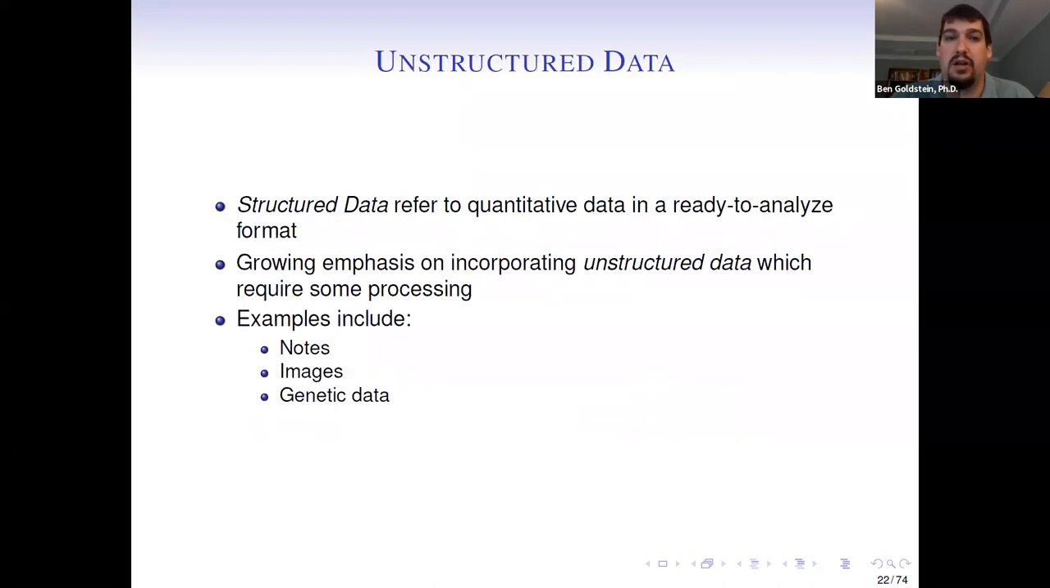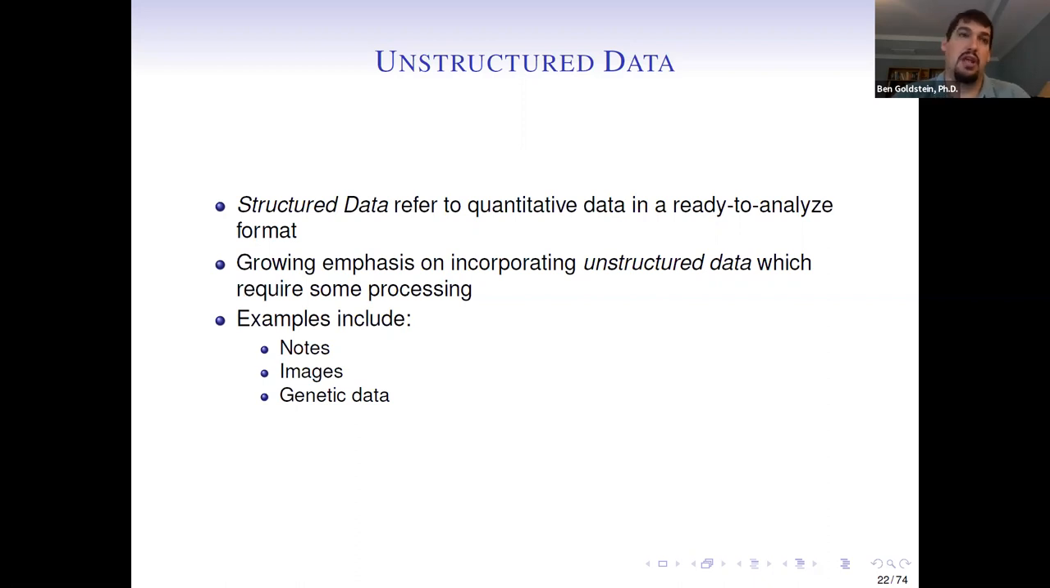And finally, we can get to what we call unstructured data. Structured data refers to quantitative data in a ready-to-analyze format. But as I mentioned, there's growing emphasis on incorporating unstructured data. This generally requires some type of processing. This is where AI, particularly deep learning methods, have become extremely powerful. The way that I think about deep learning methods in particular is that they are really useful when there is not a lot of noise in the data, but the signal itself is extremely complex.